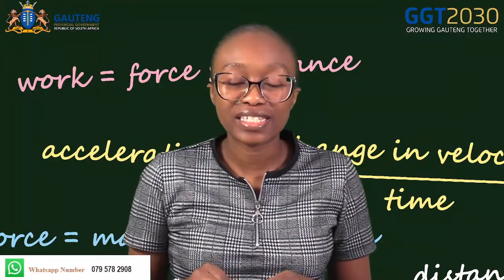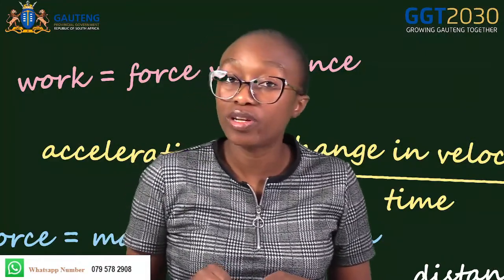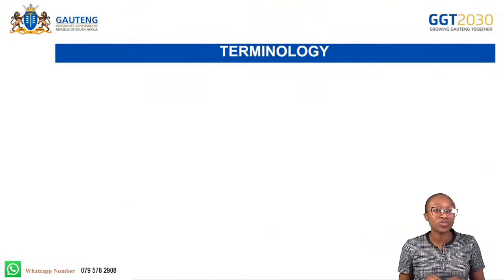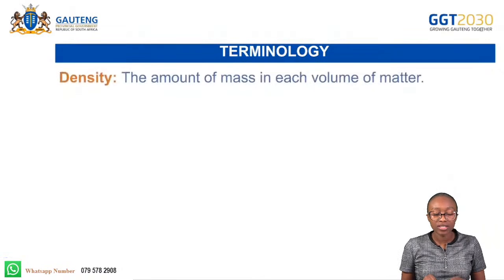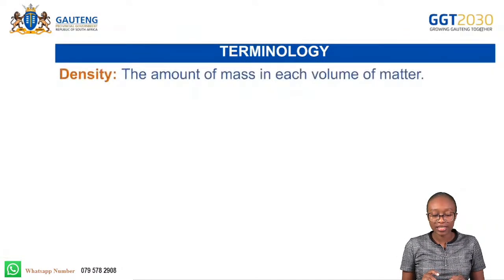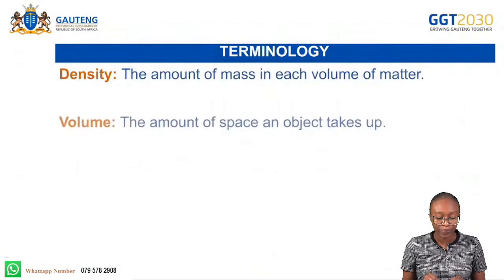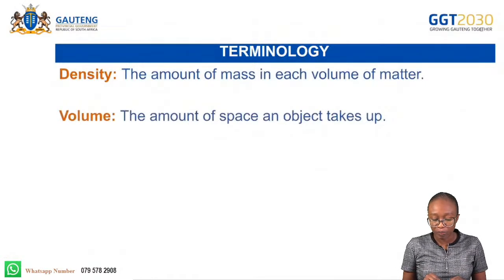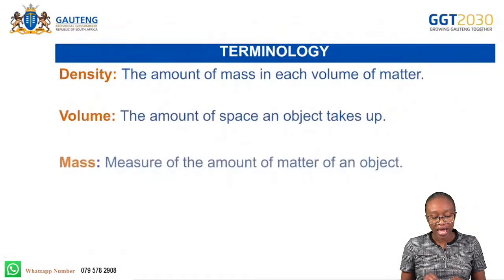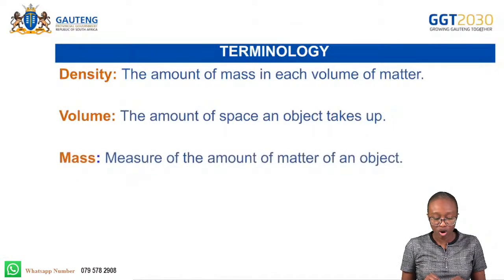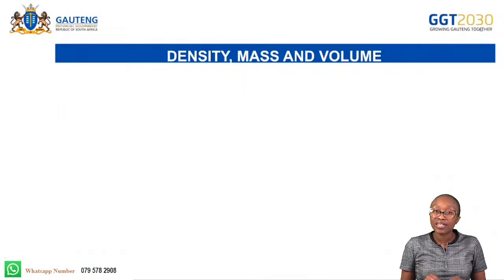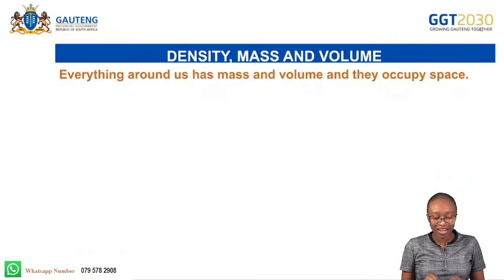Welcome back, learners. Now let's move on to terminology. So these are the terms we are going to be using during the lesson, and we need to know what they mean. The first term is density. Density is the amount of mass in each volume of matter. Volume is the amount of space an object takes up, and mass is a measure of the amount of matter of an object. All right, now let's start with density, mass and volume.